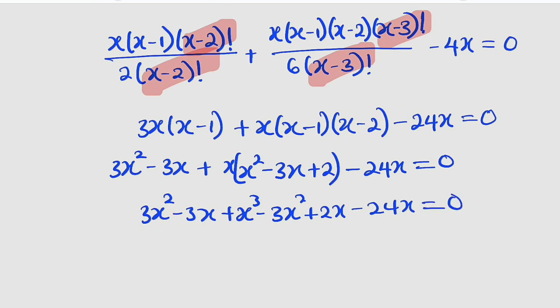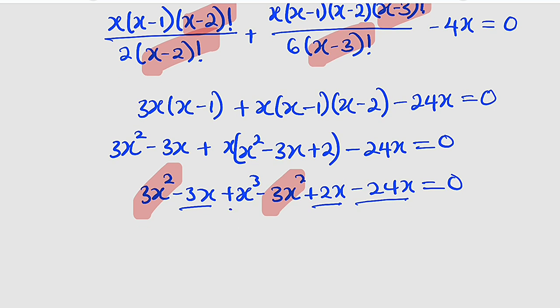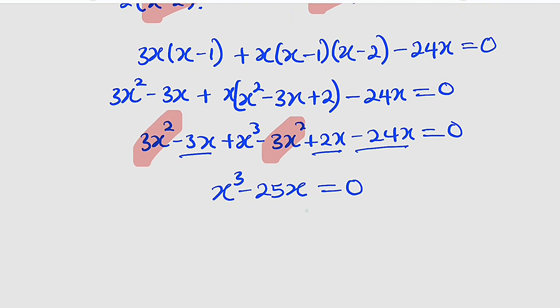If you pay attention, the 3x squared and the minus 3x squared will cancel. So what do we have? We have minus 3x plus 2x, that will give us negative x, and negative 24x, that is negative 25x. But we still have x to the power of 3 here. So this is x cubed minus 25x equal to 0. The two terms have x in common, so you factor out x. Inside we have x squared minus 25, because 25x divided by x is just 25. Everything equal to 0.